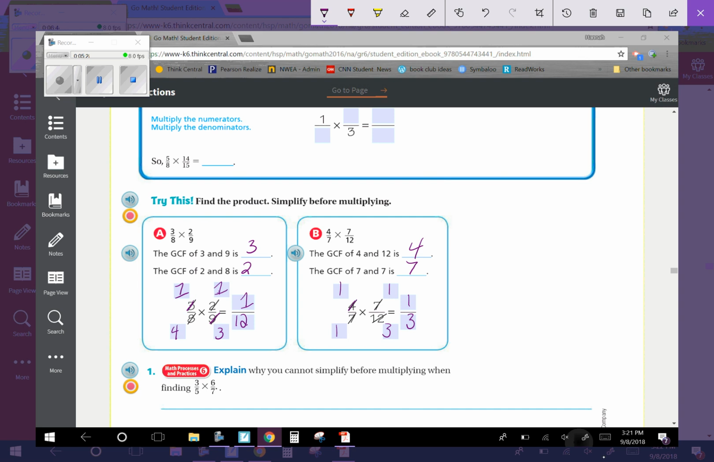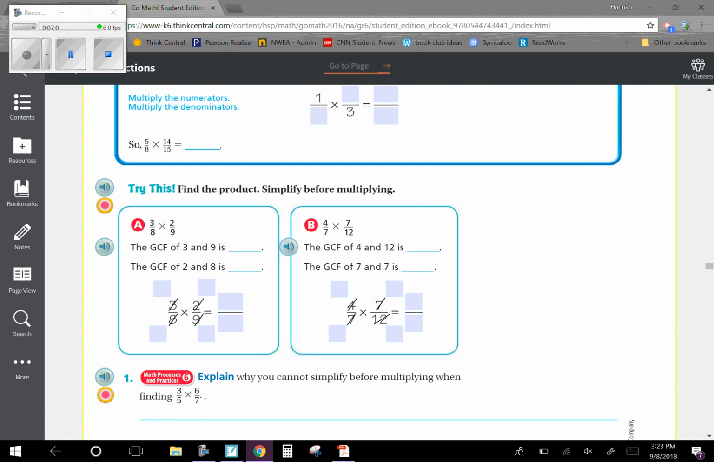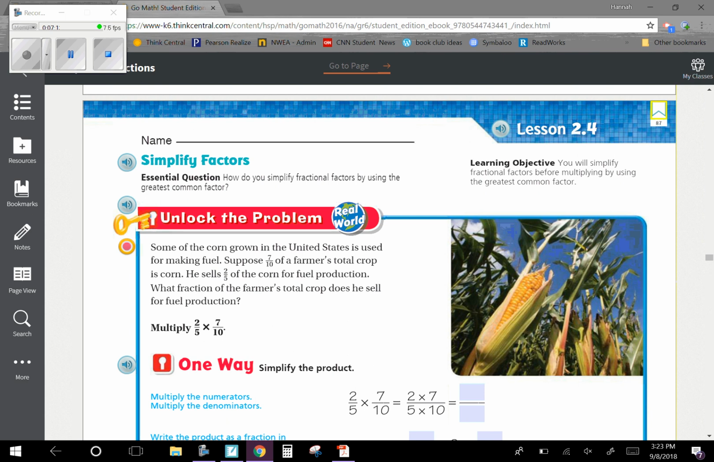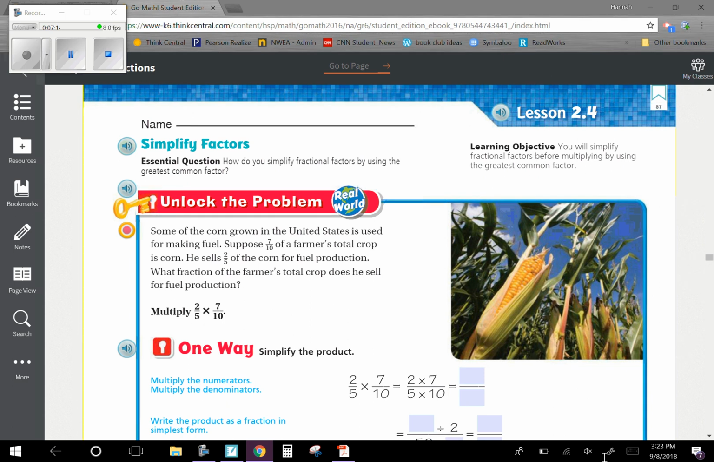Look down here at number 1. It says explain why you cannot simplify before multiplying when finding 3/5 times 6/7. That's because no numbers in the numerator have common factors with numbers in the denominator. There is no common factor between 5 and 6 or 3 and 7. Just a quick reminder of what our objective was. We will simplify fractional factors before multiplying by using the greatest common factor.